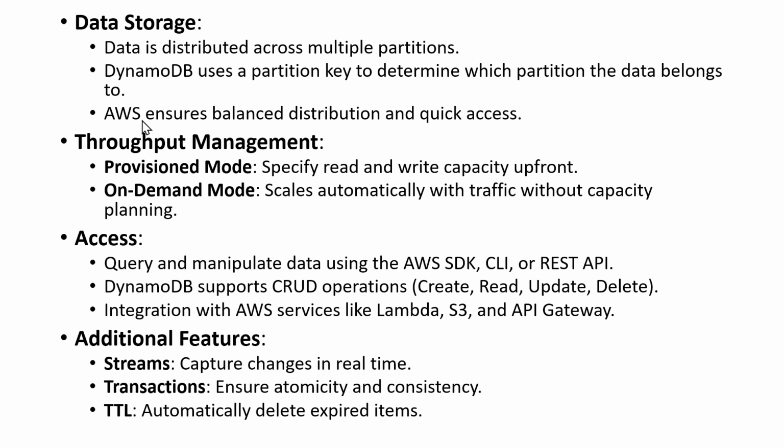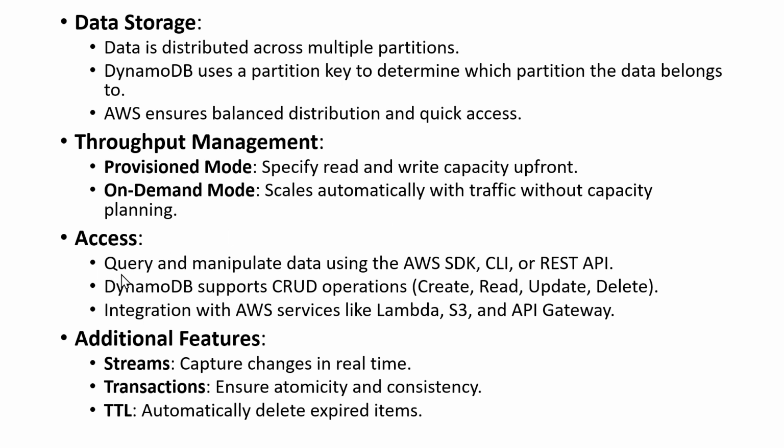Next, AWS ensures balanced distribution as well as quick access. It's completely related to accessing and putting data into the database. Throughput management: in provisioned mode, you specify read and write capacity upfront. So we can specify how much data should be read and written within so many seconds. We can also do this manually, or if we go with on-demand mode, it happens automatically subject to traffic.